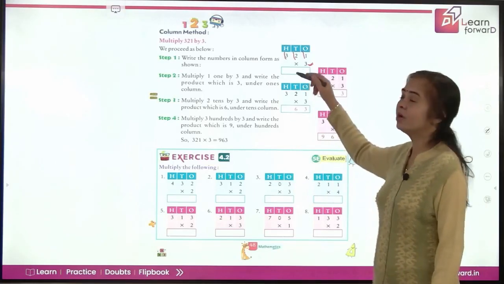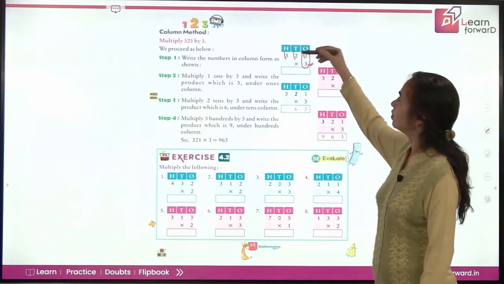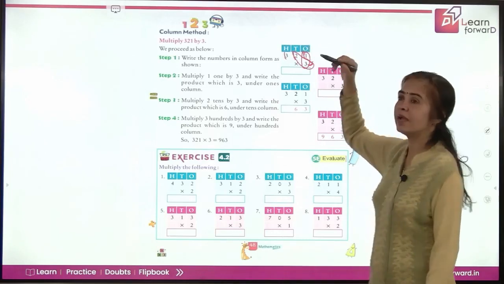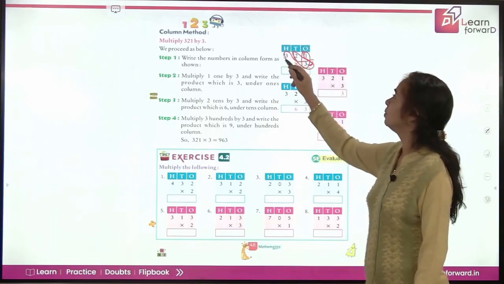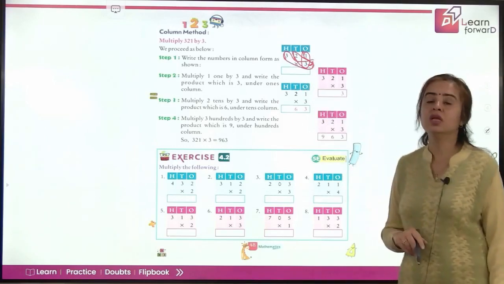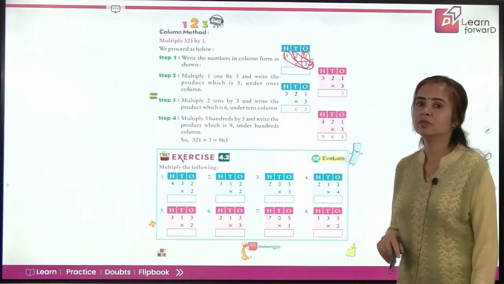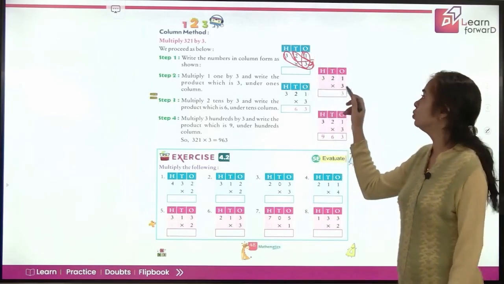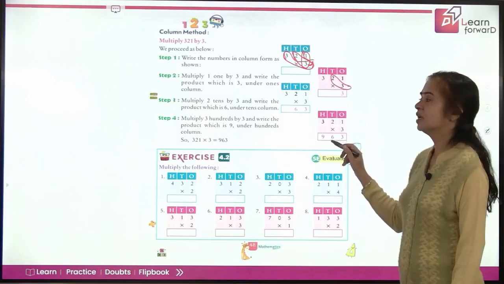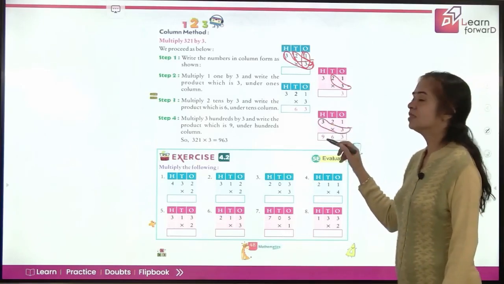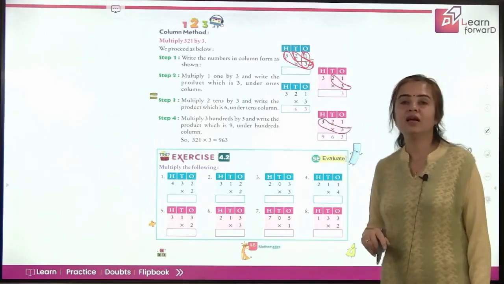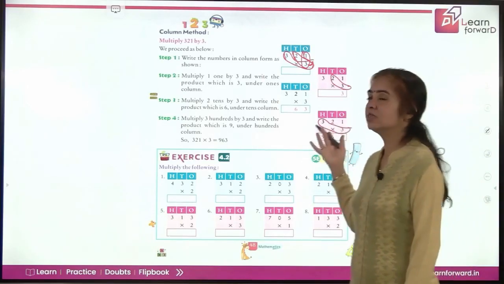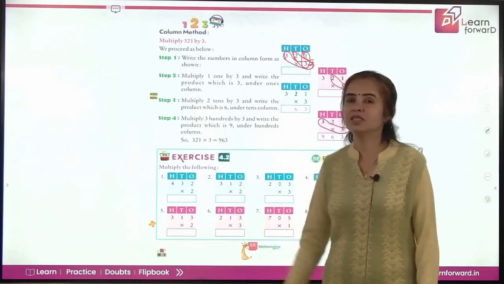Now when you start multiplying, first you will multiply the ones place by 3, then you will multiply the tens place by 3, and last you will multiply the hundreds place by 3. So in 3 steps you will be doing this multiplication. 3 times 1 is 3, then 3 times 2 is 6, then 3 times 3 is 9. So your answer is 963, right? So I think column method is much easier and it's not messy also.